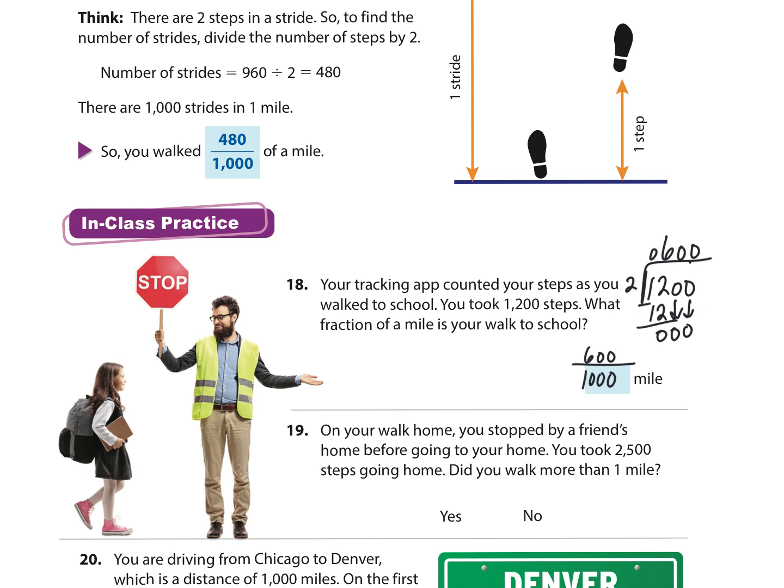On your walk home, you stopped by a friend's home before going to your home. You took 2,500 steps going home. Did you walk more than a mile? Yes. Why yes? You can all tell me. Because how many steps is equal to a mile? 1,000. Okay.